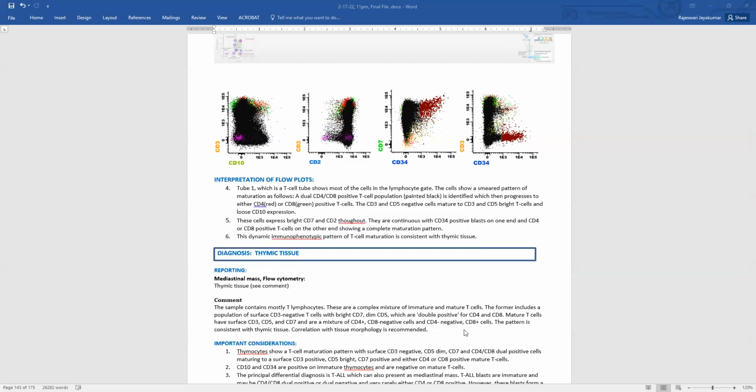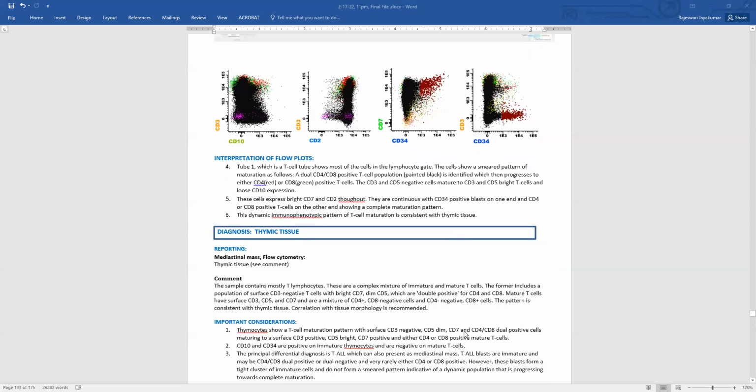So this pattern is consistent with thymus, correlate with the tissue morphology. So this is what we are going to say.